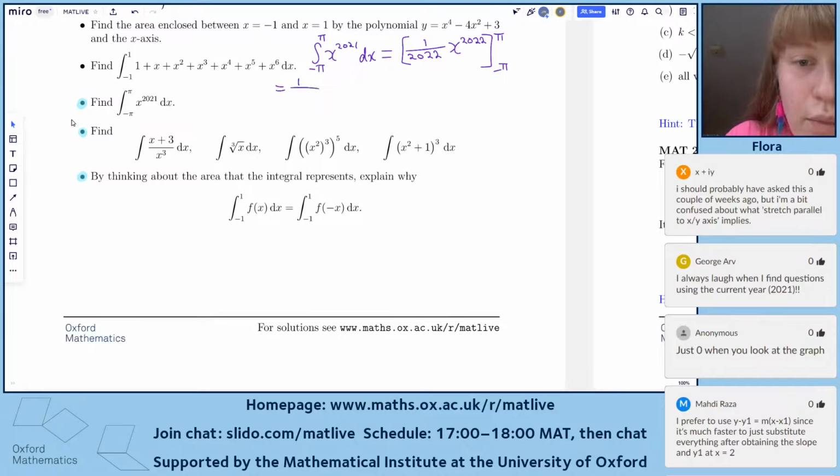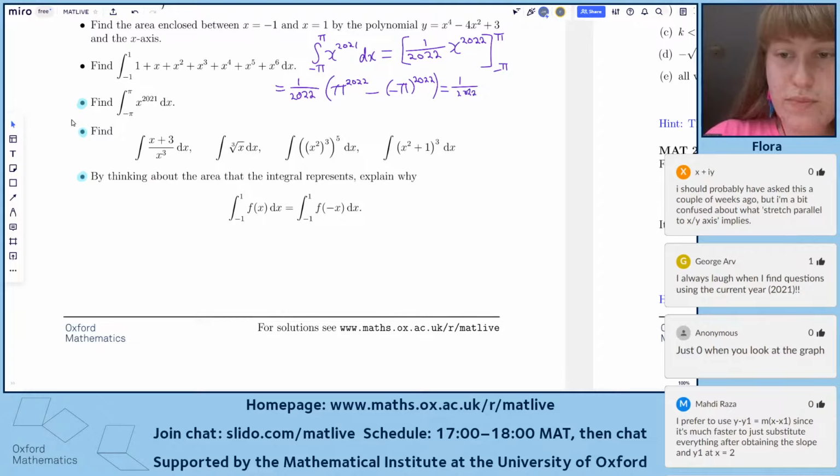I'll just take out the 1 over 2022 out of the front, and then we're going to have x, we're going to substitute in pi for x. So pi to the 2022, and then minus, and this is where you have to be really careful with your minus signs, minus pi to the 2022. So that looks a bit of a mess, so I can simplify it a bit. Pi to the 2022.